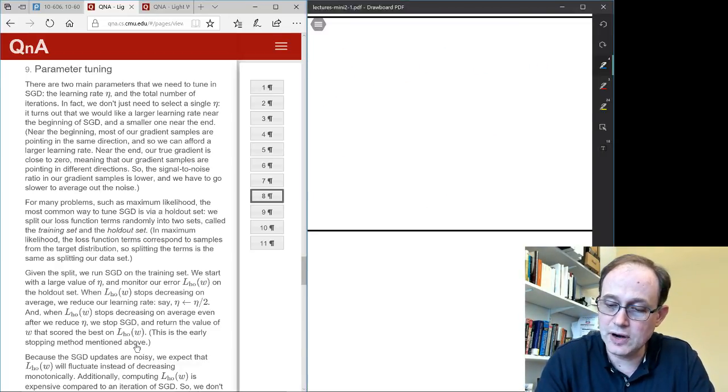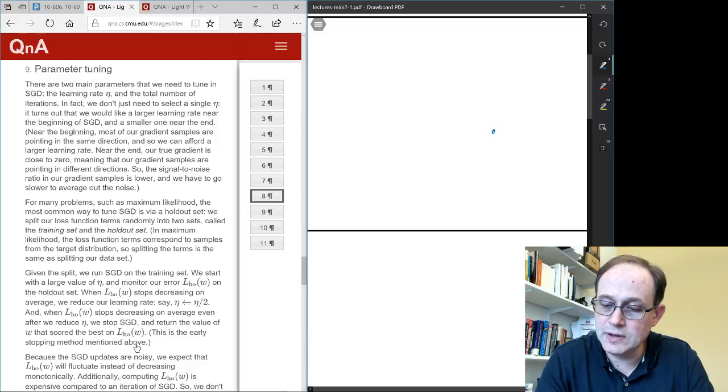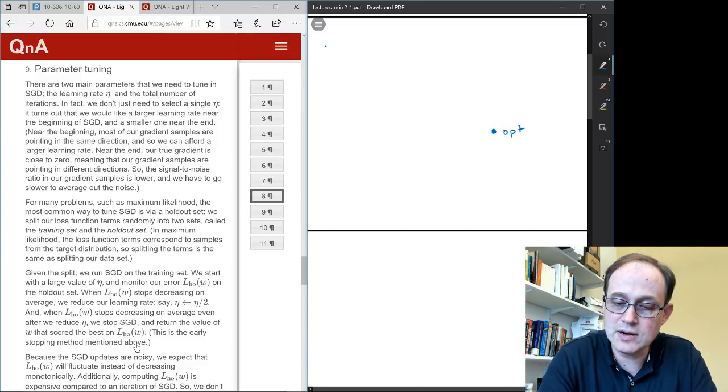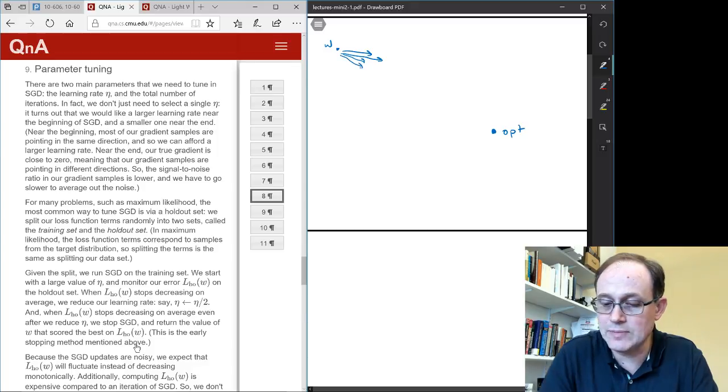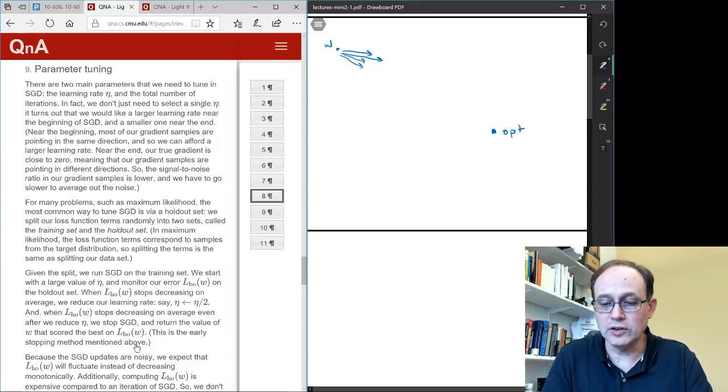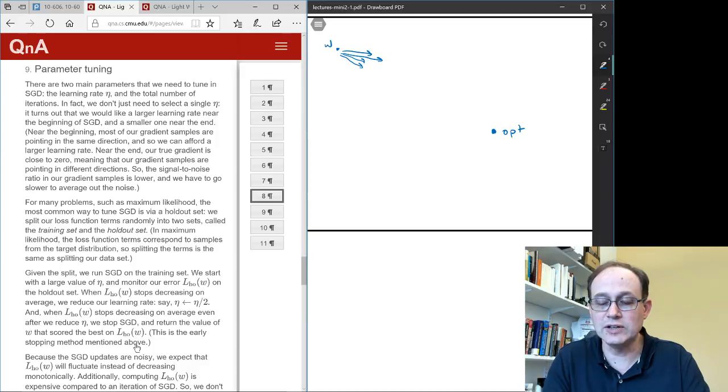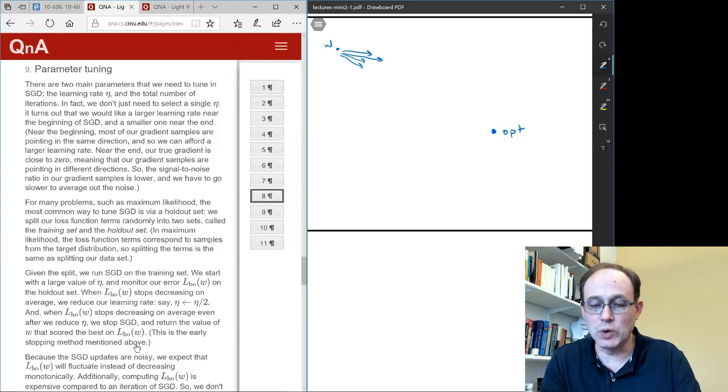It's going to be something like this. If our optimum is here and we're way over here, then our gradient samples will all look more or less like the same vector, all pointing in the vague direction of the optimum. And so it doesn't matter which one we choose, we just want to take a big step in that direction.